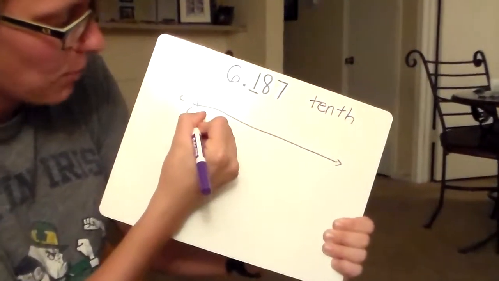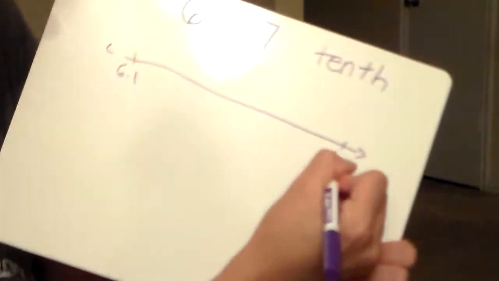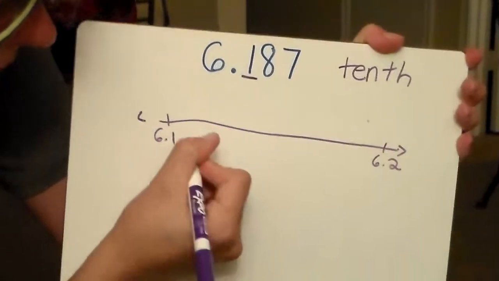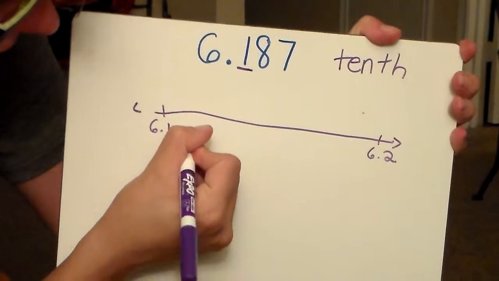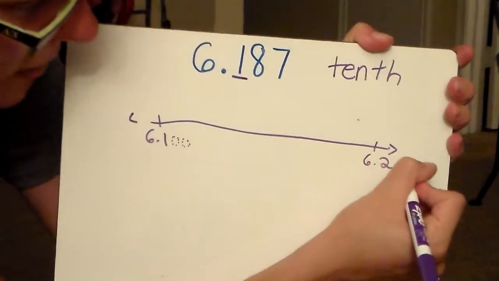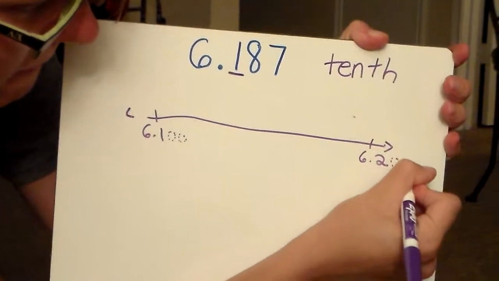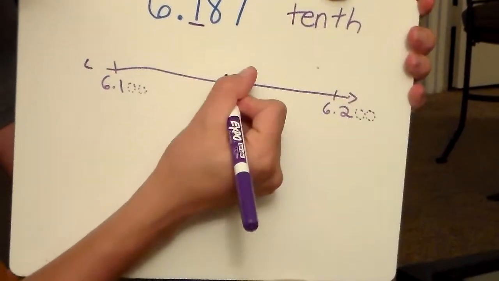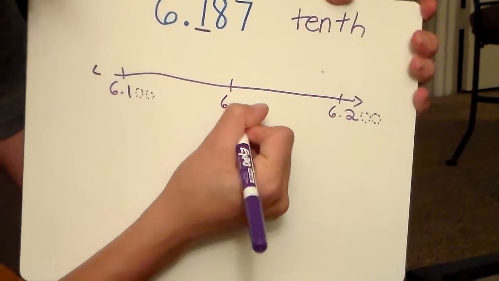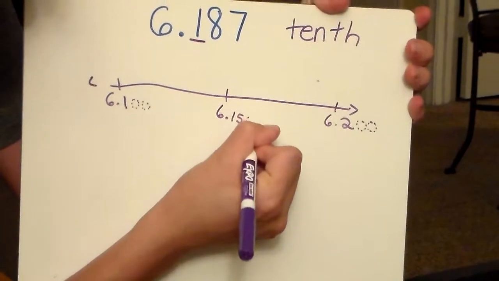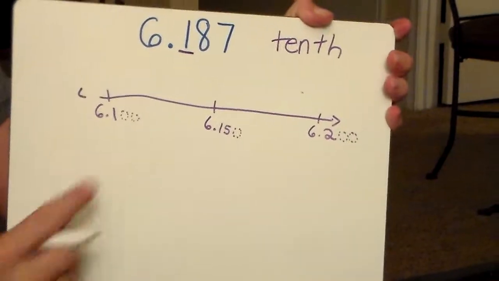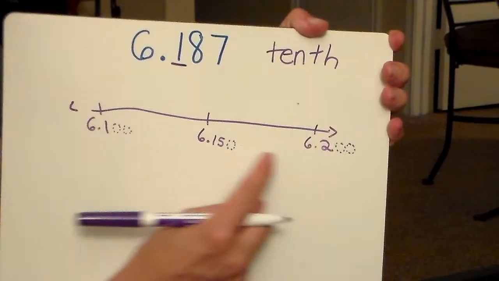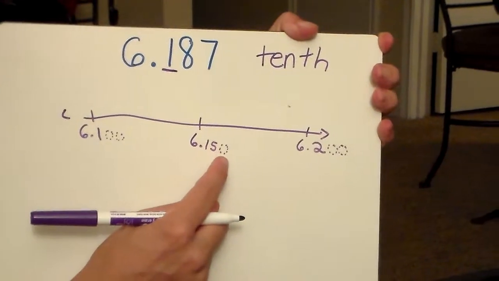So, when I think about my number line, I can put 6.1, and my next number is 6.2. I can also put invisible zeros. I can actually put 2 invisible zeros here, because that's the hundredth place and that's the thousands place. The number in the middle is 6.15, and I can put another invisible zero. So it's kind of like 100 thousandths, 200 thousandths. The number in the middle is 150 thousandths.